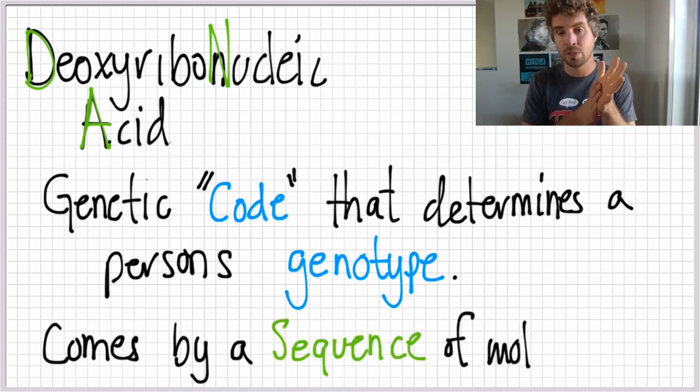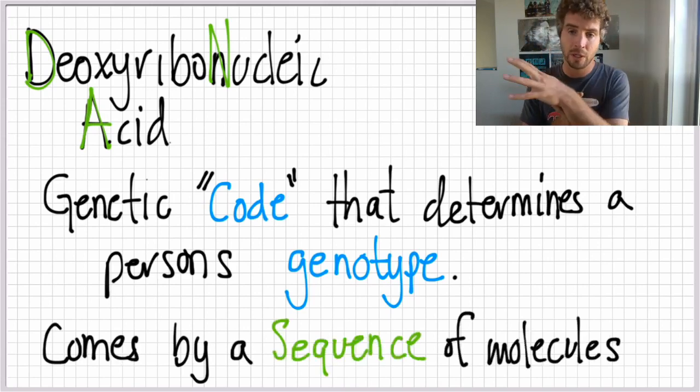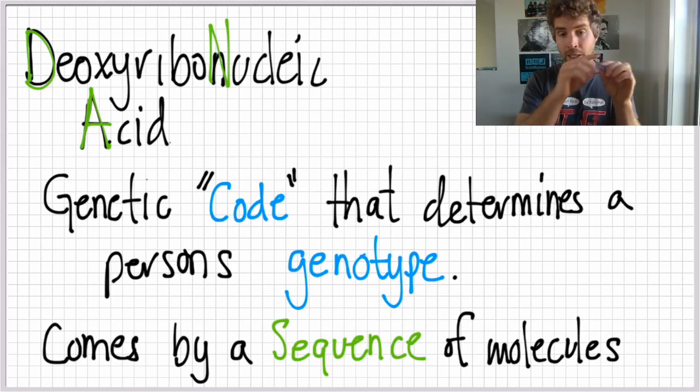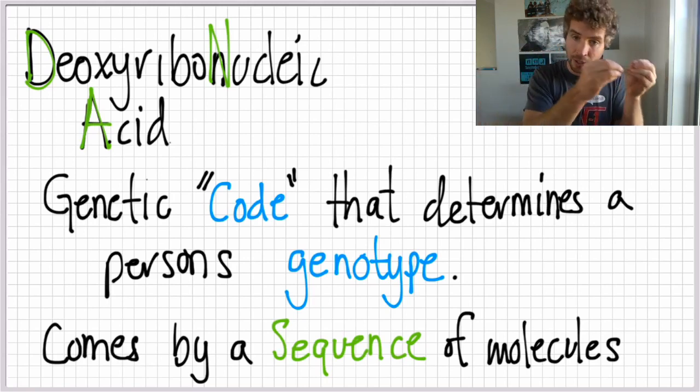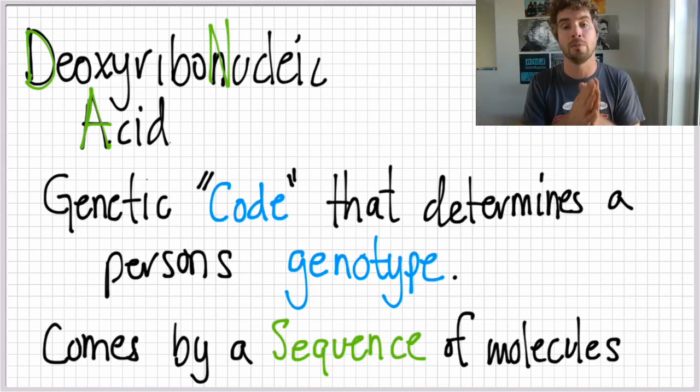DNA comes in sequences of molecules. We'll talk in just a second about the molecules that DNA is made of. Basically, it's a whole string of molecules, and the arrangement of those molecules then determines your physical attributes and traits.